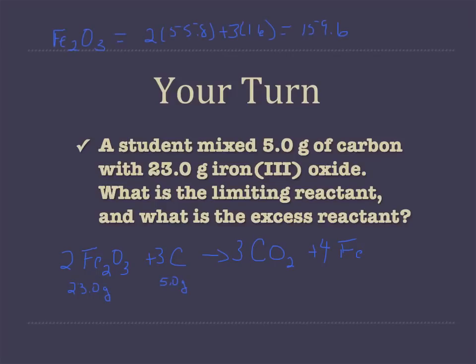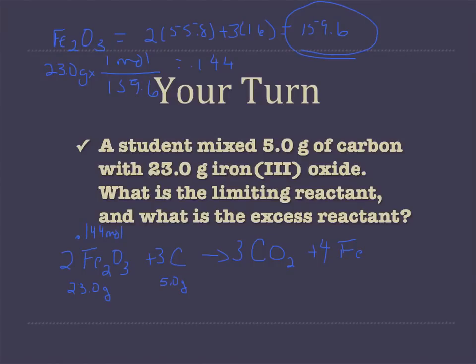So we got 23 grams of Fe2O3 and 5 grams of carbon. The molar mass of Fe2O3 is 159.6. To figure out how many moles we have, we've got 23 grams times 1 mole over 159.6, which is 23 divided by 159.6, giving 0.144 moles.